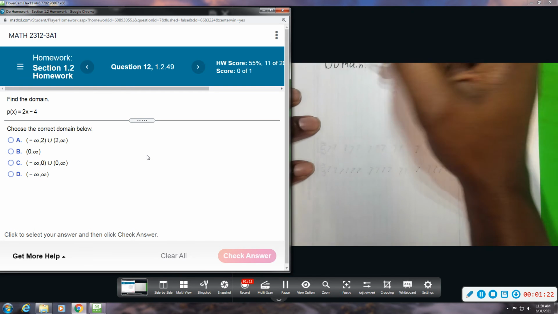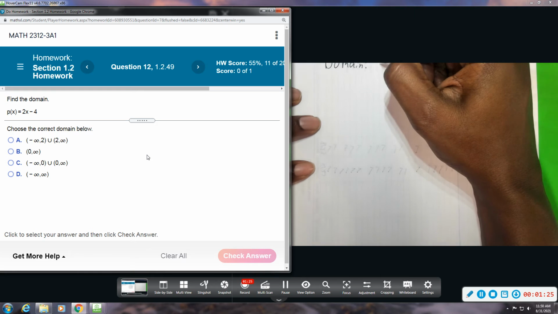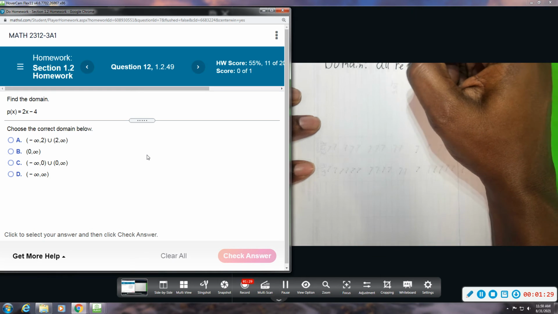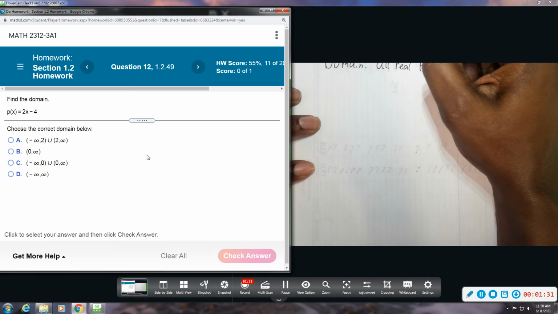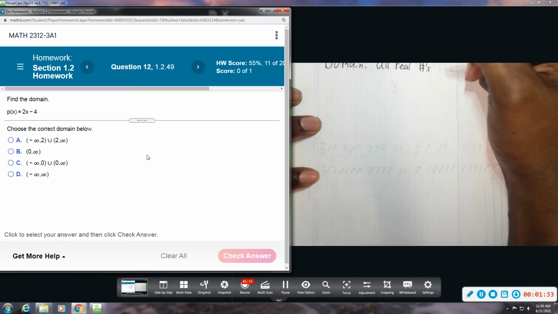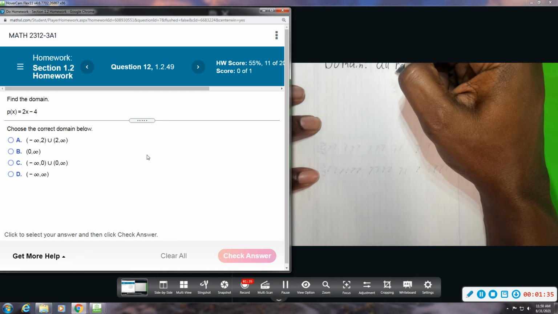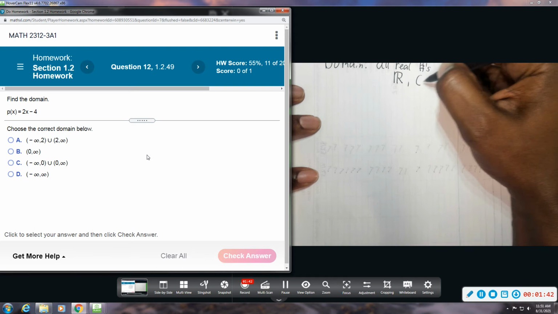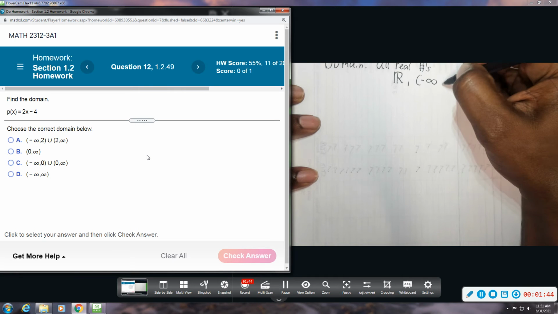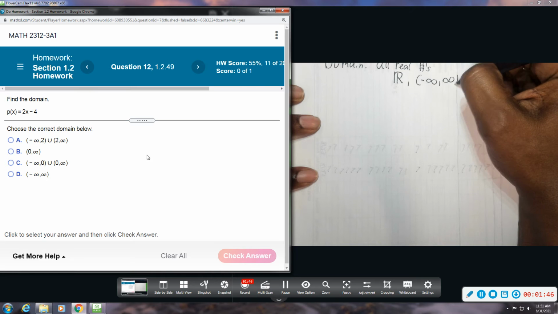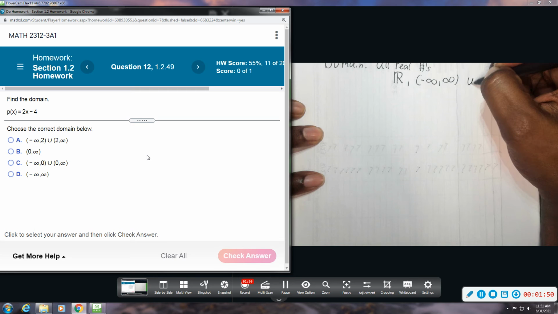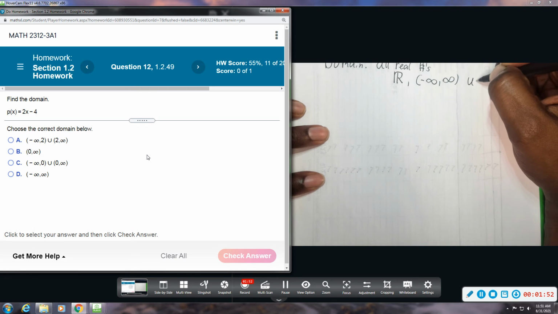Okay, so your domain is all real numbers. I use the pound sign to denote numbers. All real numbers, which is also denoted by a boldface R, or you can do it in interval notation, negative infinity to positive infinity. So your domain is all real numbers unless one of these three situations is present.